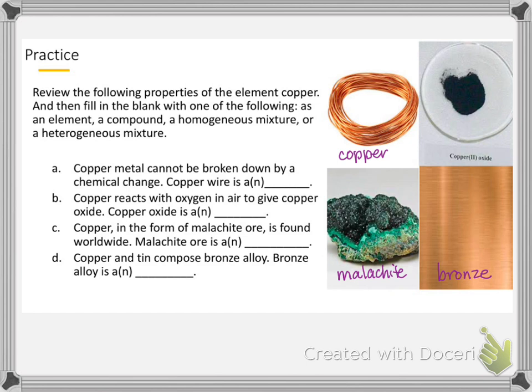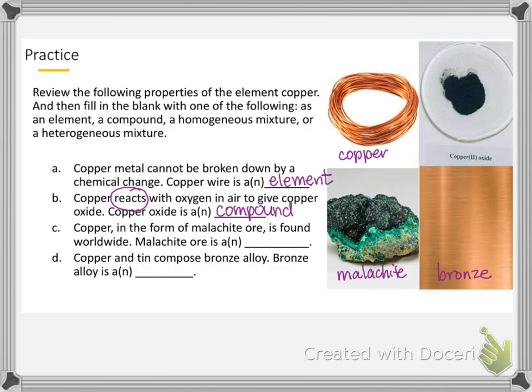All right, so it says review the following properties of the element copper, then fill in the blank with one of the following. So our answer is going to be element, compound, homogeneous mixture, or heterogeneous. So copper metal can't be broken down by a chemical change. Copper wire is an element. Copper reacts with oxygen in the air to give copper oxide. Copper oxide is a compound. And what gives it away here is that it reacts. So it's not a mixture. Mixtures are physical. If something reacts together to make something new, that's a chemical change, that's a compound.